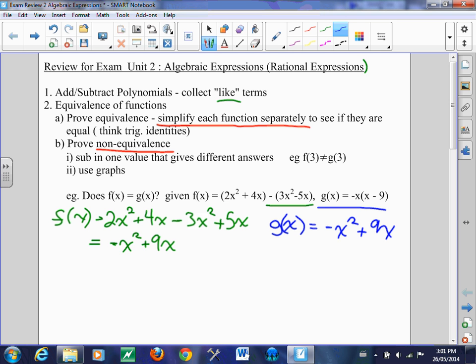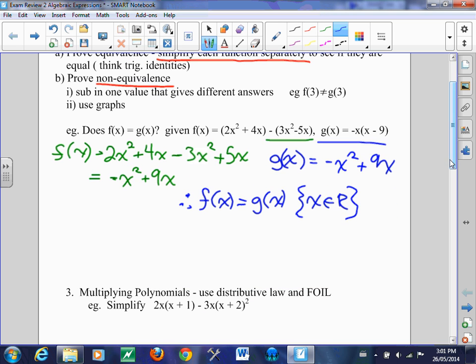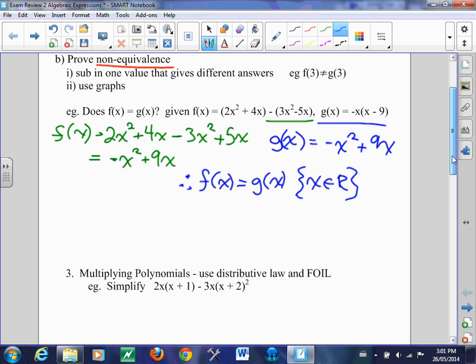So do we have the same answers here, ladies and gentlemen? So you say, therefore, yes, f at x does equal g at x. And just remember that x belongs to the set of real numbers with this one. Okay? Good. All right. Number 3, multiplying polynomials.